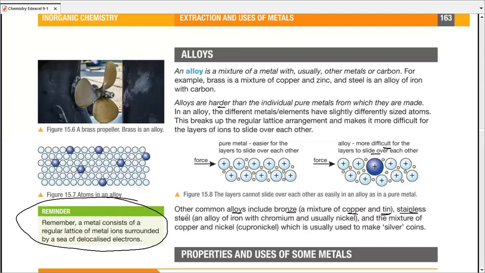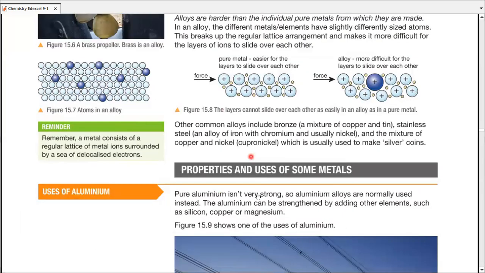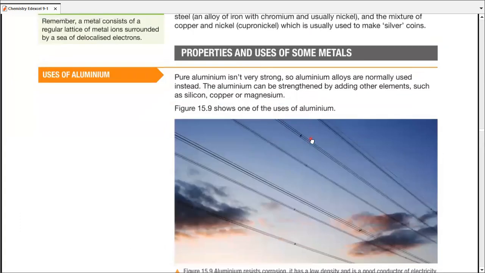Then there is stainless steel, the spoons and forks we commonly use, which is an alloy of iron with chromium and some amount of nickel. A mixture of copper and nickel is commonly known as cupronickel, which is used to make silver coins. Cupronickel looks like silver, it isn't silver. There are many alloys which give us a different appearance. Maybe they have a different appearance, maybe more hardness, maybe some other different properties. So let's go with some properties and uses of some metals to have a better idea.